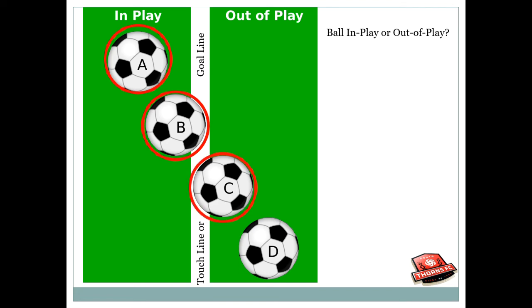And lastly, ball D. Every part of the ball is out of the field of play, therefore it is also out of play. If any part of the ball is touching or vertically over, better known as shadowing, the touch line or the goal line, then it is in play. The entirety of the ball needs to be outside of the field marking for it to be out of play.